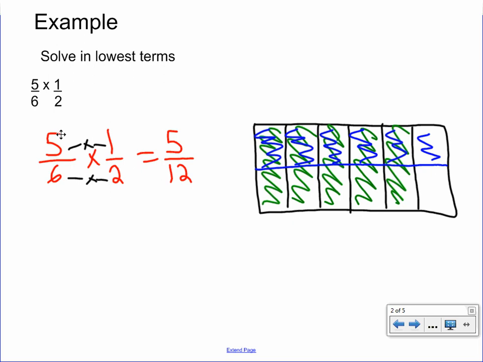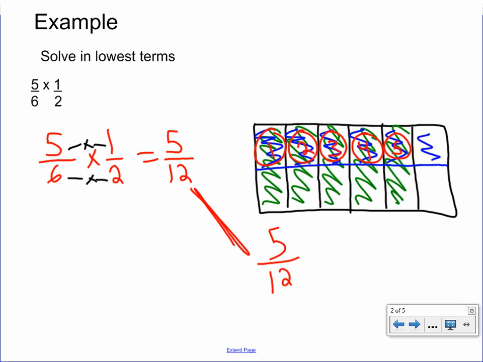So what our answer is going to be if we do this with a diagram is we can just count up the squares that have both green and blue in them. In this case, there's 1, 2, 3, 4, 5 squares with both, and 12 squares total. So as you can see, our answers match up.